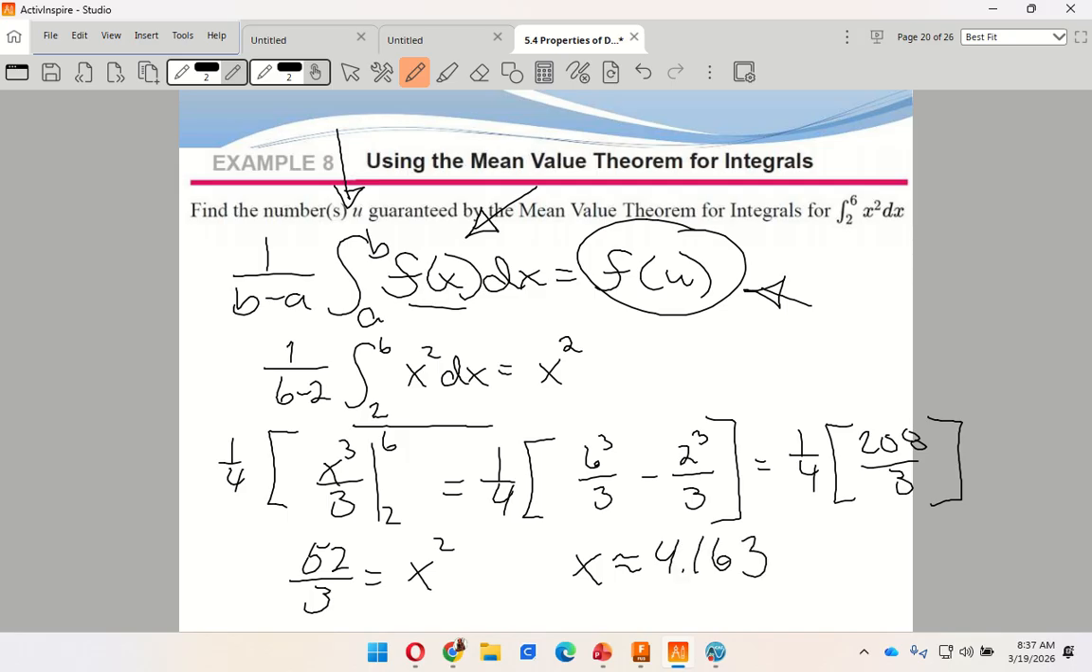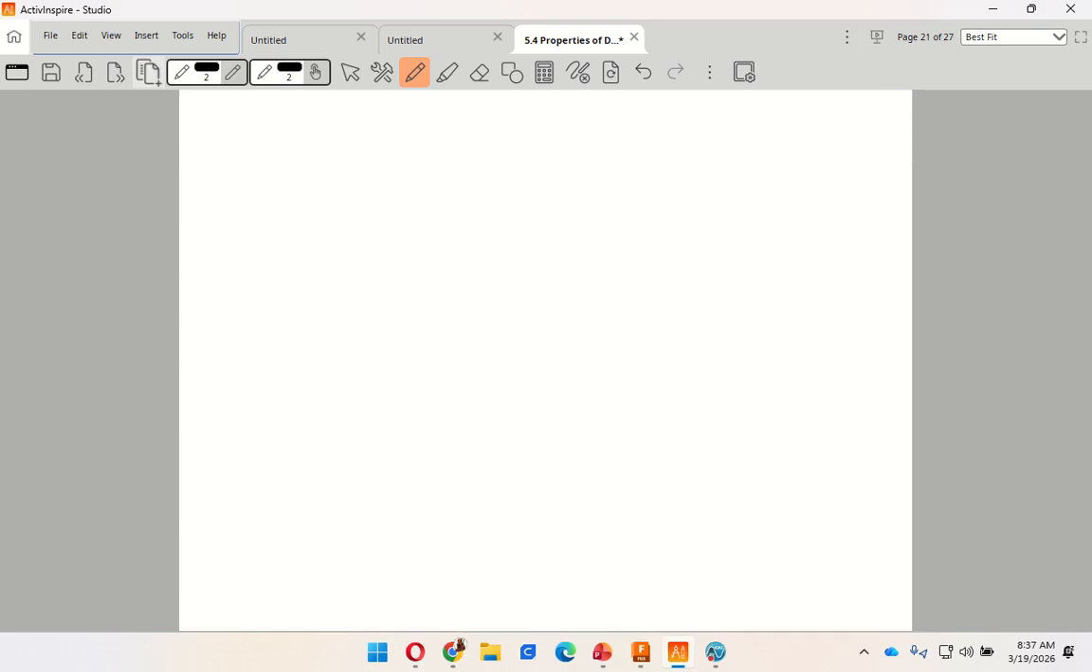Now, this technically is my u, isn't it? That's my u. Now, I'm going to do this whole problem over again, and I'm going to do it for Joseph, because he decided to show up a lot later and has no clue what's going on.